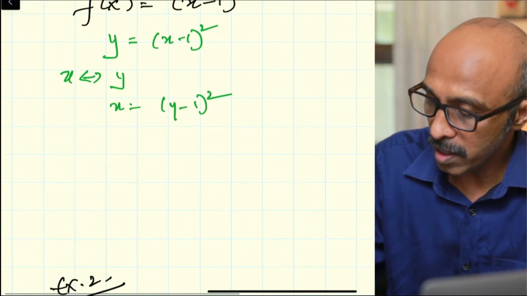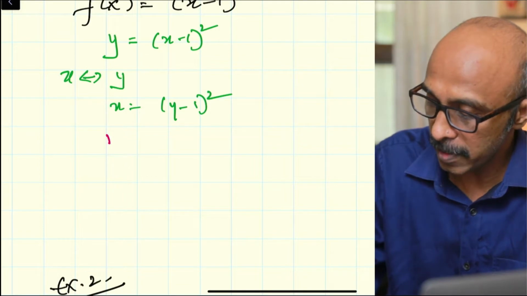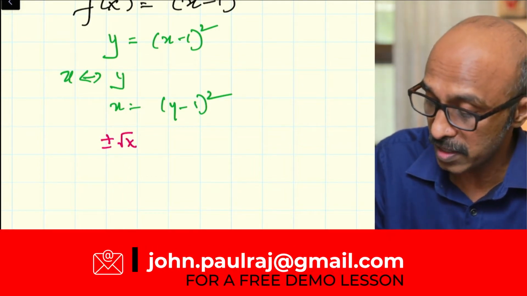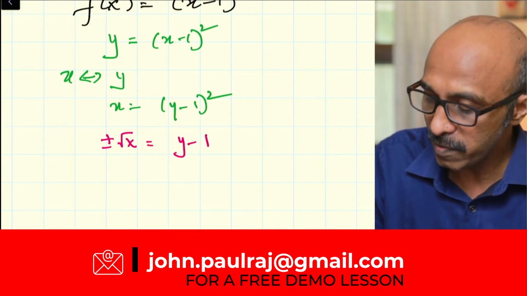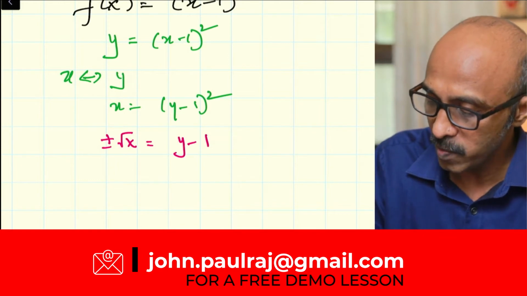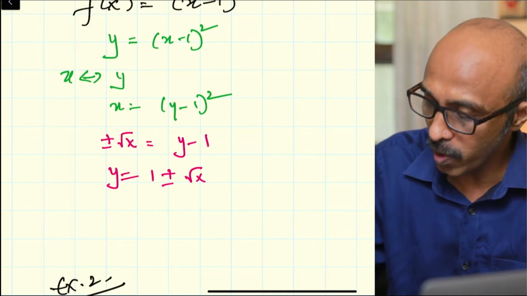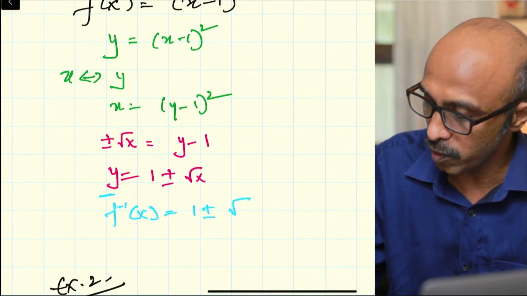Now I will take the square root on both sides to get plus or minus square root of x. Be careful when you do this. So plus or minus square root of x is equal to y minus 1. That's square rooting both sides. Then when we write in terms of y, y should be equal to 1 plus or minus the square root of x. This new y that we have is the inverse. So f inverse of x is 1 plus or minus the square root of x.